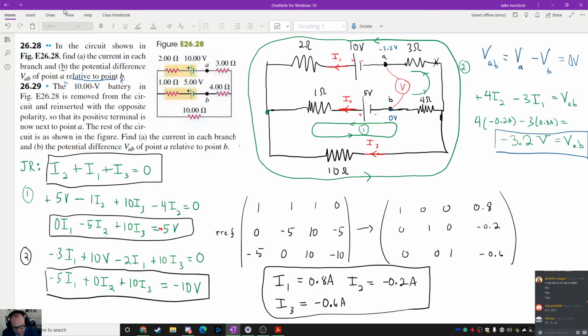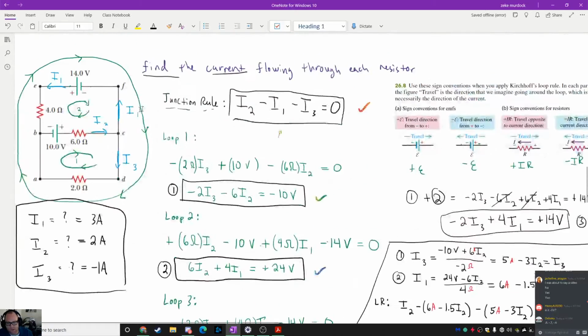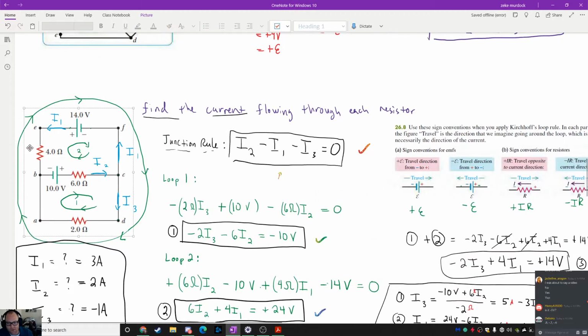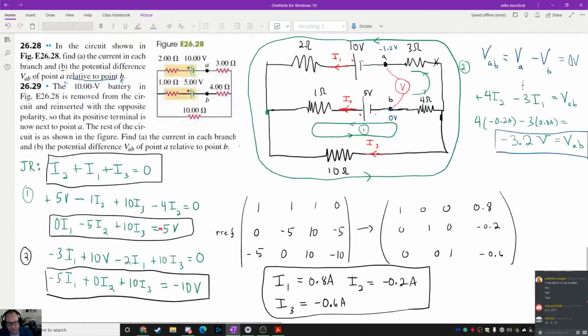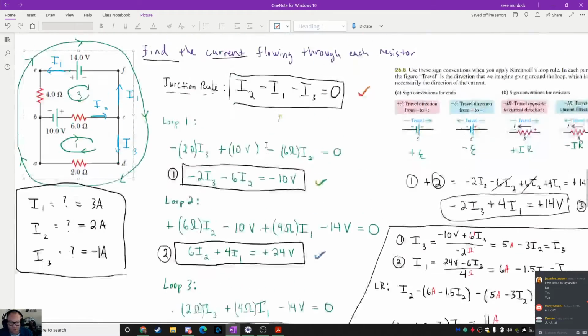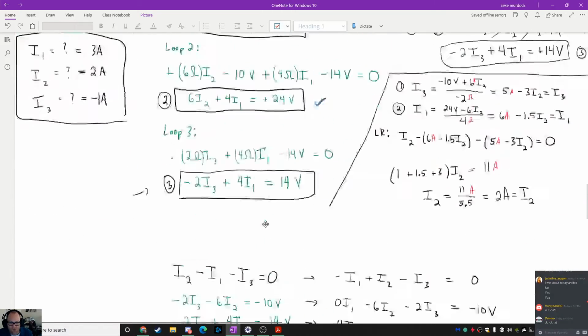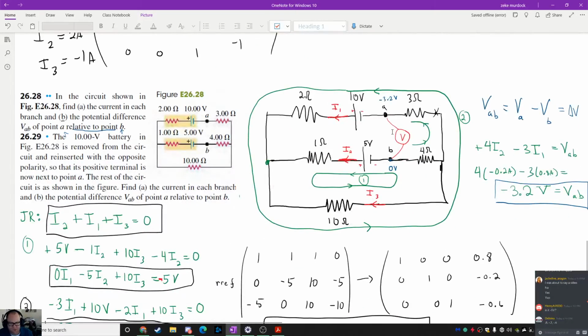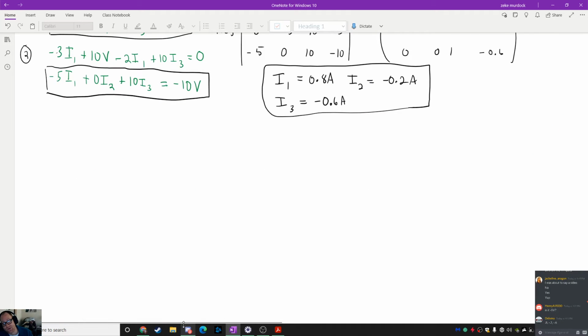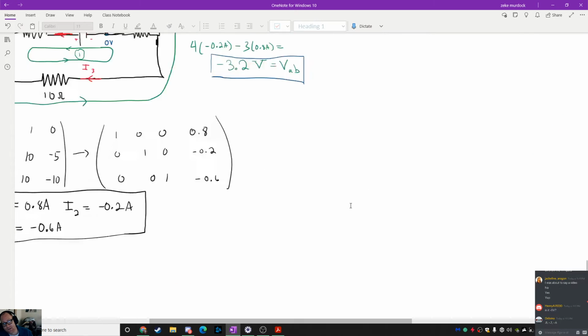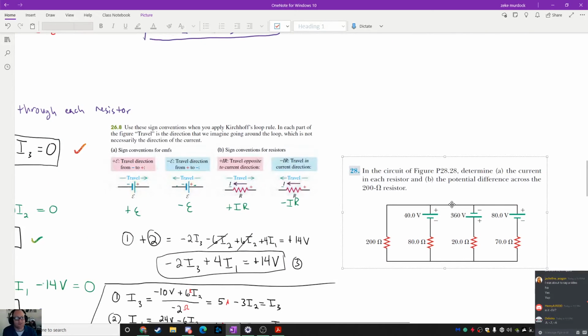So this problem and the last problem are pretty similar to each other, right? Because both of them involve 2 batteries and like 3 or 4 resistors. This one has 5 resistors, but 2 batteries. They're pretty much the same circuit with different numbers. The only thing that's really different is this question here about the potential of point A relative to point B.